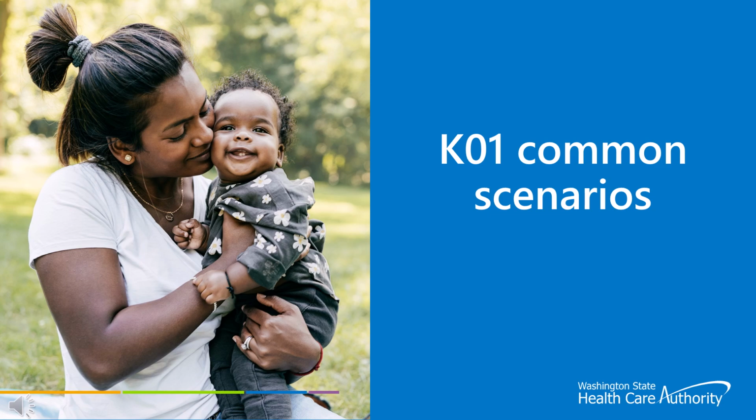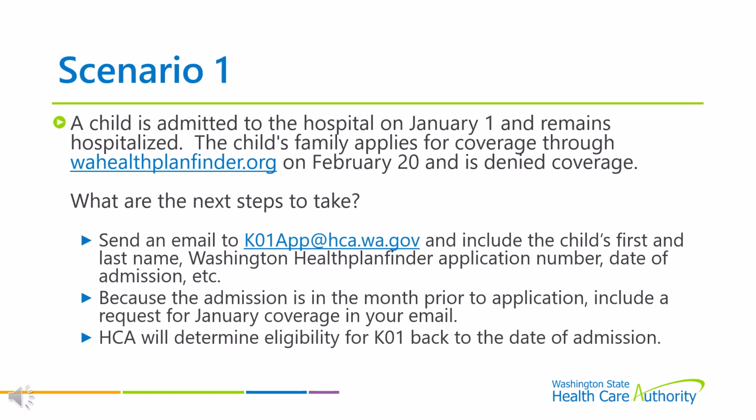K01 common scenarios. Scenario 1. Child is admitted to the hospital on January 1st and remains hospitalized. Family applies for coverage through WashingtonHealthPlanFinder.org on February 20th and is denied coverage.